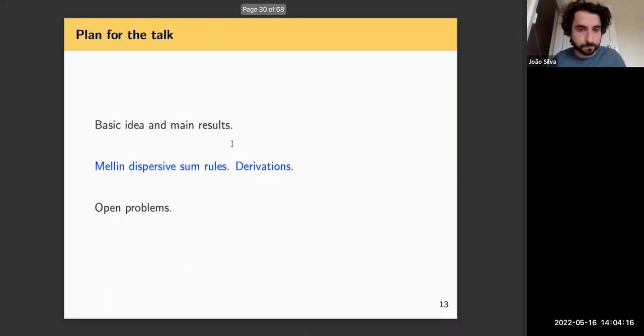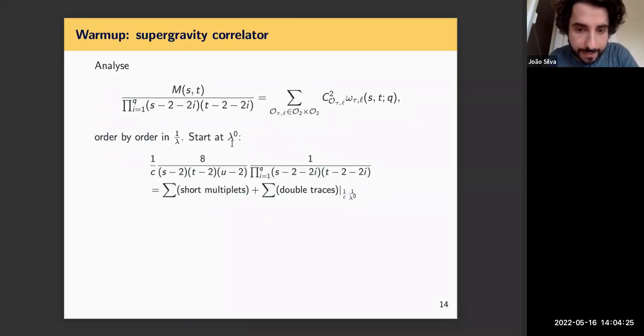All right. Okay, so these were our main results. Now comes the part of the derivation. So I'll tell you how we actually derived that.